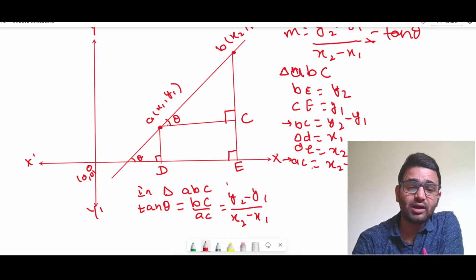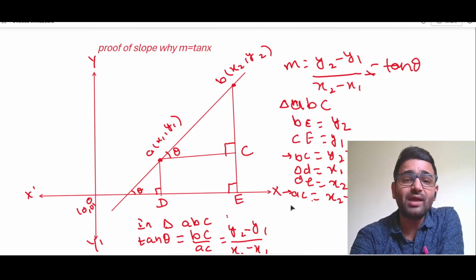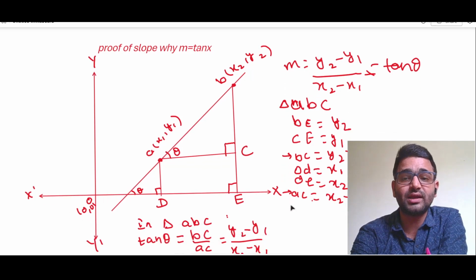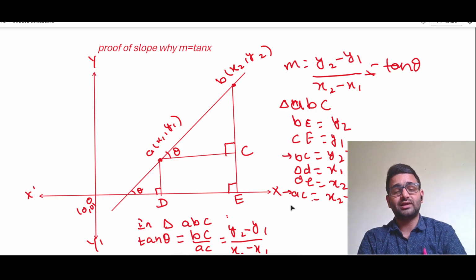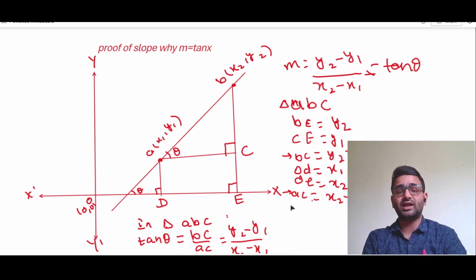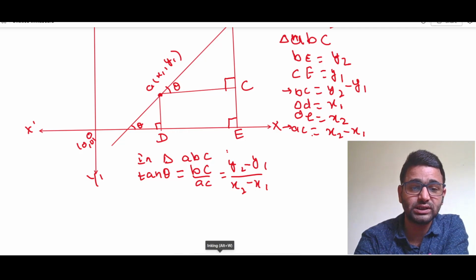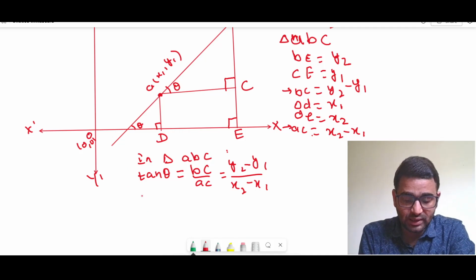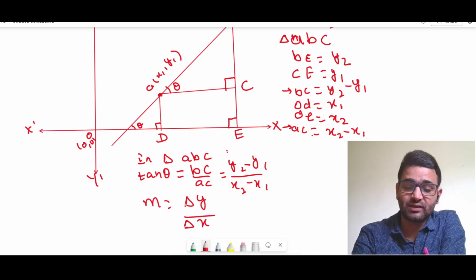Now understand one thing. Why do we always consider our slope with tan theta, not sin theta and cos theta? This is because slope is the inclination. That means the change of y with respect to x. We can write our slope m is equal to del y by del x. This means change of y with respect to x.